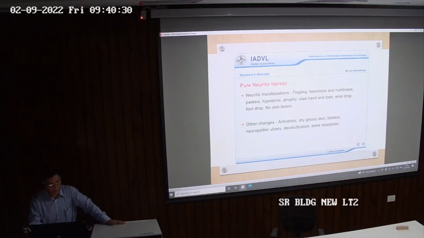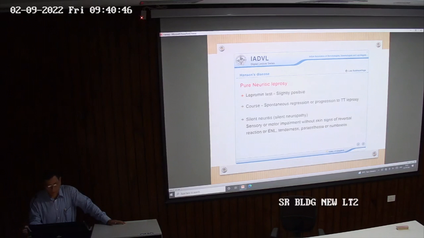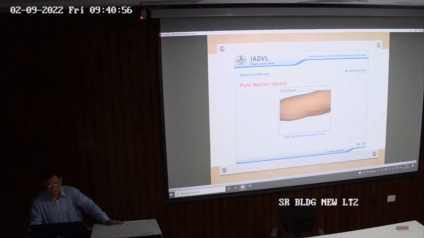Then this may lead to neuropathic ulceration also. The cause of neuropathic ulceration is also the same. Because of the loss of sensation, there is chronic trauma, and chronic trauma leads to ulceration, which again doesn't heal because of the recurrent trauma. Decalcification, bone resorption. Pure neuritic leprosy is lepromin strongly positive, course is spontaneous regression, silent neuritis, silent neuropathy. So this is pure neuritic leprosy.